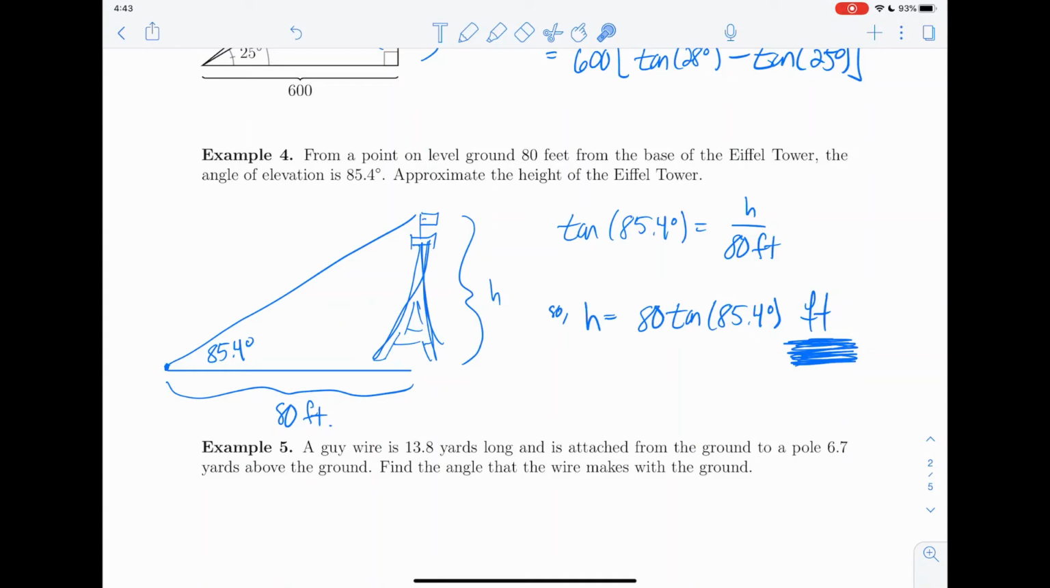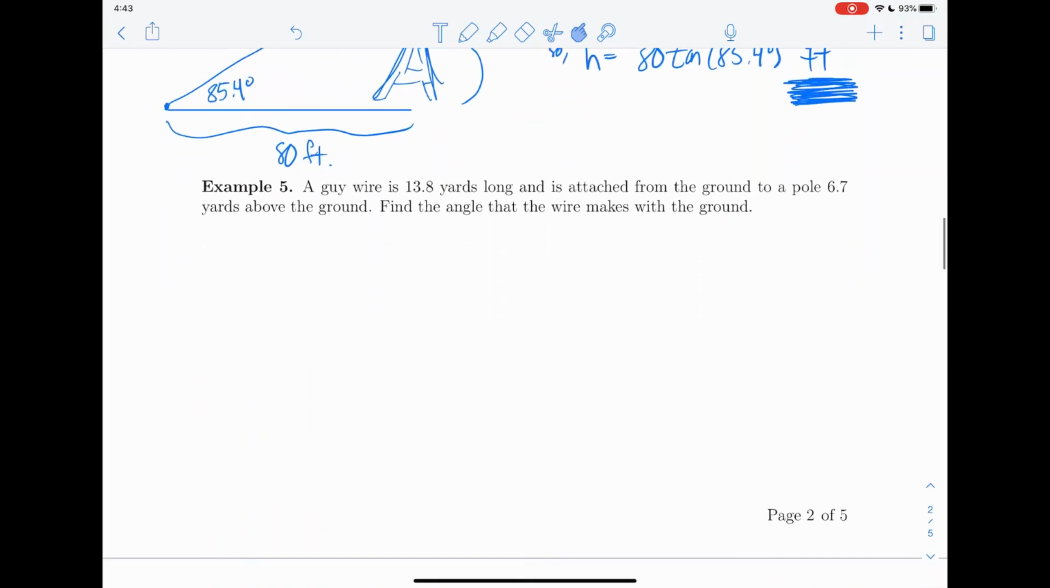And basically all of the questions we're going to run into are going to be some combination of drawing a triangle, and then I'm going to give you different pieces of data. Either I'll give you the hypotenuse and the height, and you need to find the angle or something like that. But basically that's what it boils down to. So let's take a look at this one.